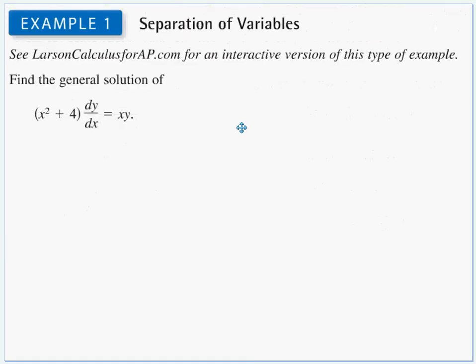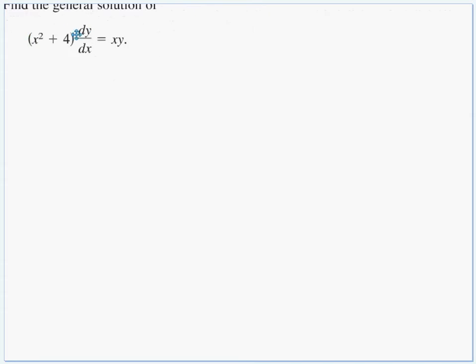So here in example 1, it says find the general solution of this. And we've got an x squared plus 2 quantity, dy dx, and then an xy on the other side. So the first thing, we've got one term on each side, or over here it's two terms that are multiplied. So let's multiply both sides by the dx. Now the dx is on the other side. So let's get all our y's on the left, all our x's on the right.